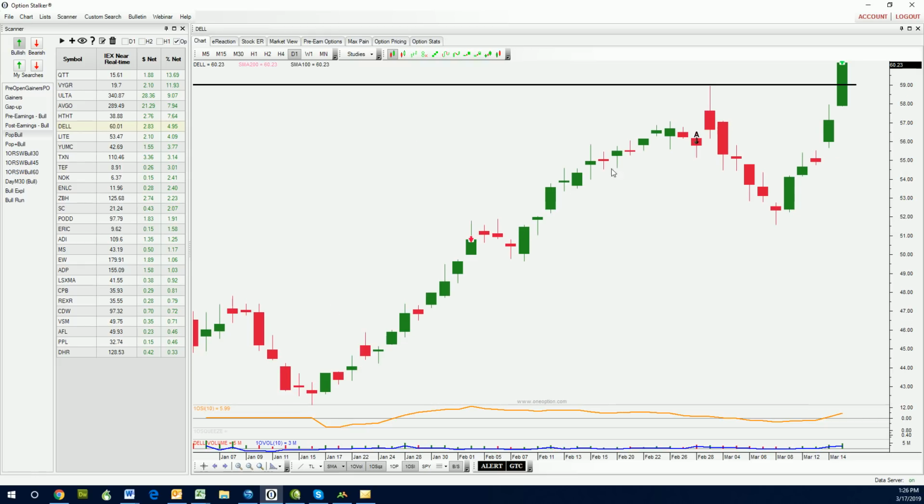Very, very tight price action. Get a little bit of a dip and bam, it doesn't dip very long. Buyers aggressively come in and push this stock to a new high. So we're using this as our buy area, which is $59. We want to buy at $59.